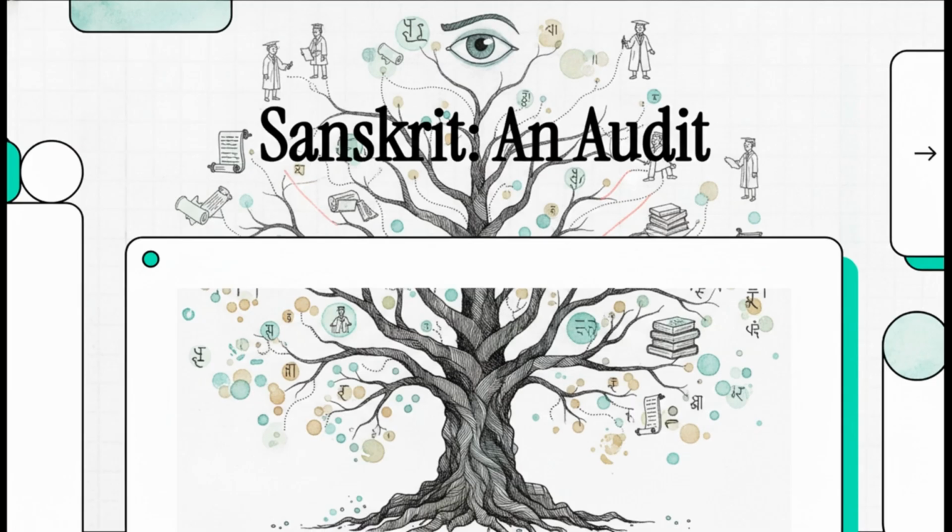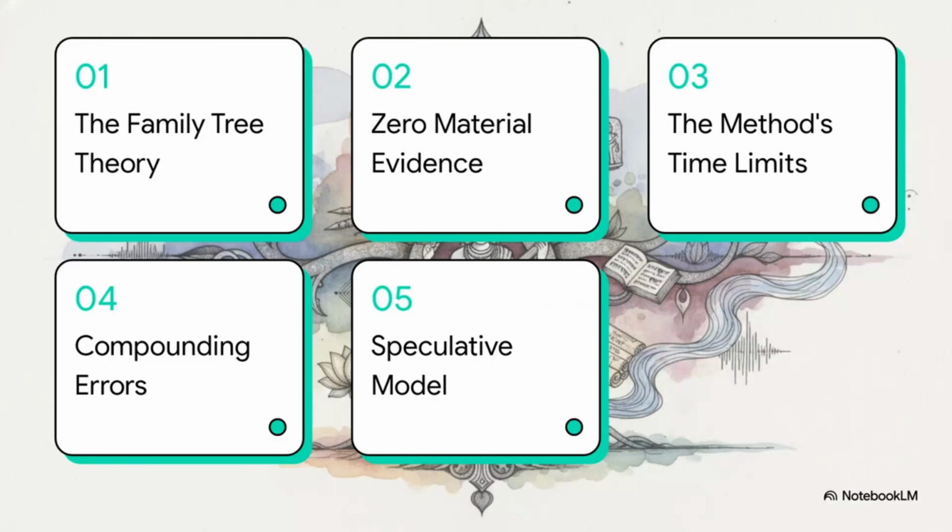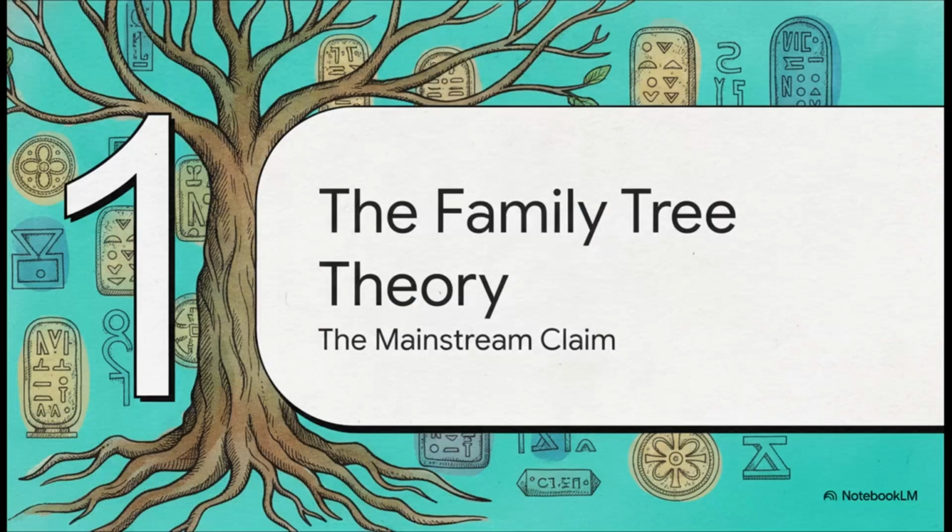We're going to look strictly at the data, treat this as a straightforward briefing, and see if the foundation actually holds up to modern scrutiny. Here is our audit itinerary for today. We'll be covering 1. The family tree theory, 2. Zero material evidence, 3. The method's time limits, 4. Compounding inferential errors, and finally 5. A speculative working model.